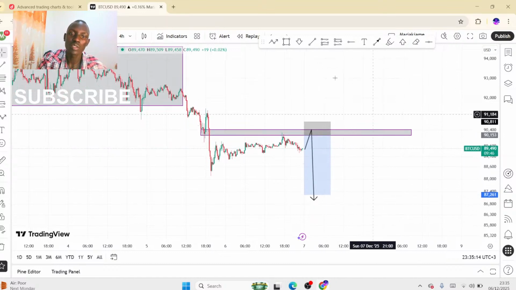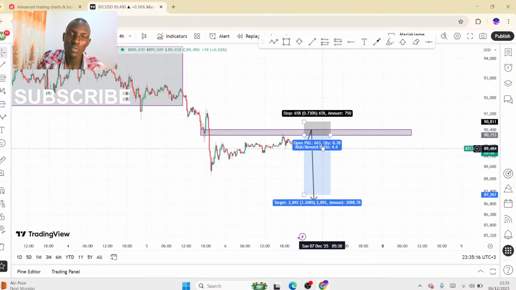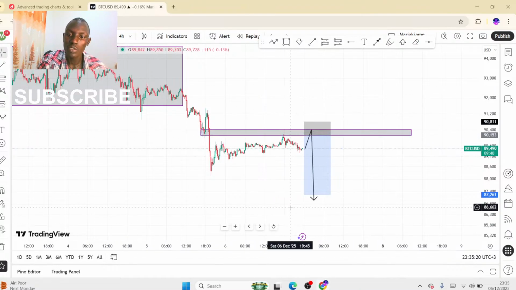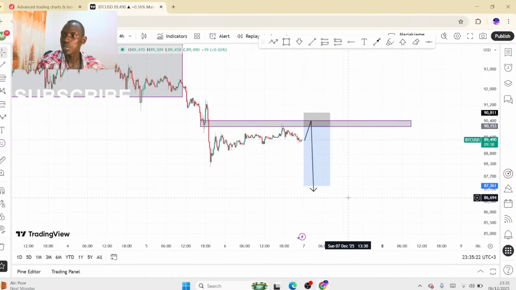This is our trade that we are going to wait for. This is it. Let's wait for a pullback here, and then we shall sell. A pullback and we sell. Simply that.